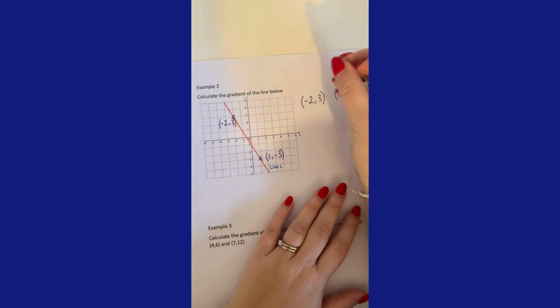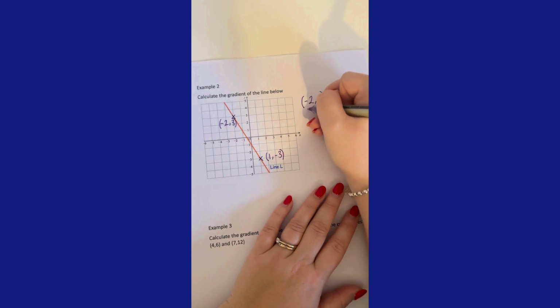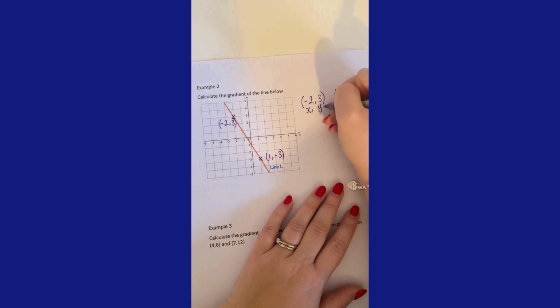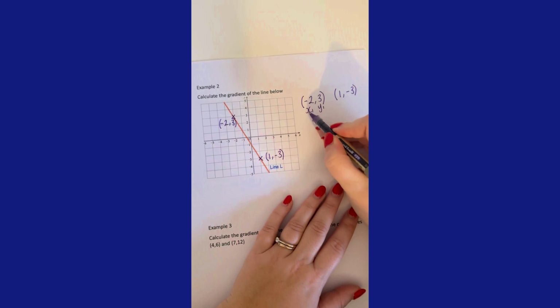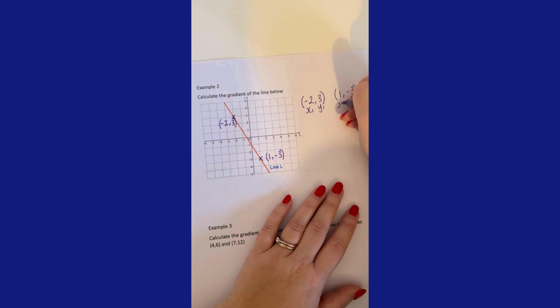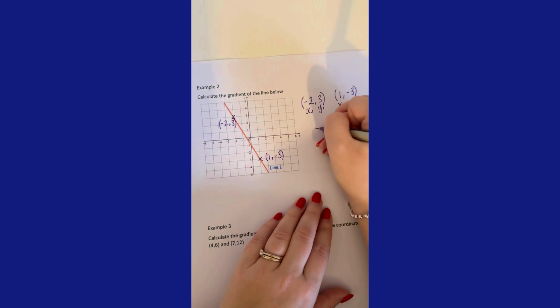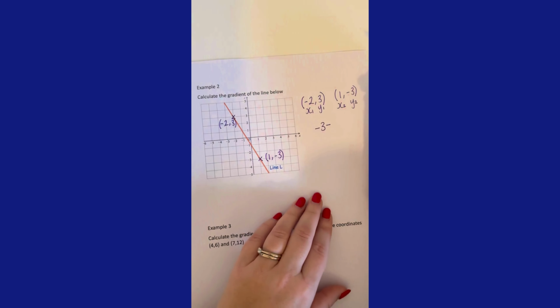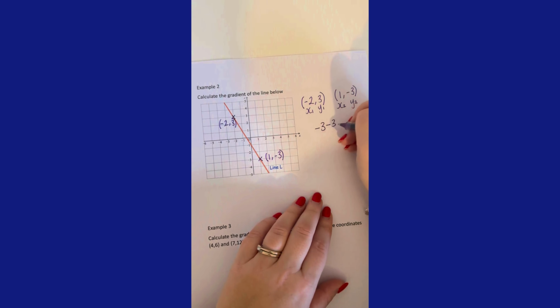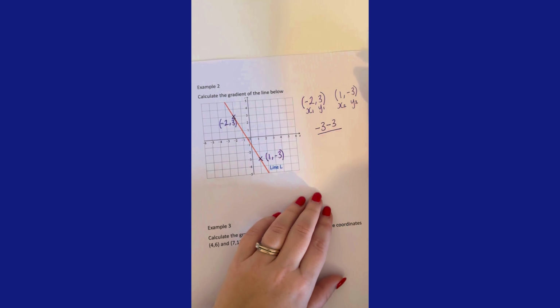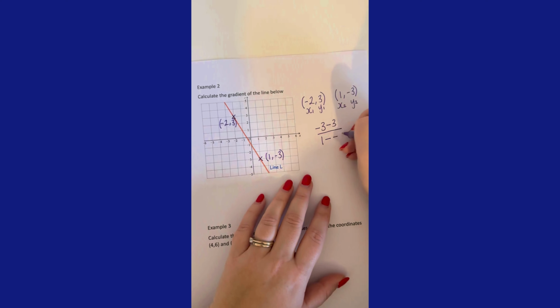Now, first thing I'm going to do, label my coordinates, x1, y1. Remember, this is our x value, so that has to be the x1. This is my y value, so that has to be the y1. And then x2, y2. Now our formula: y2 minus y1, so y2 is minus 3, minus y1, which is 3. And then we've got x2, which is 1, minus x1, which is minus 2.